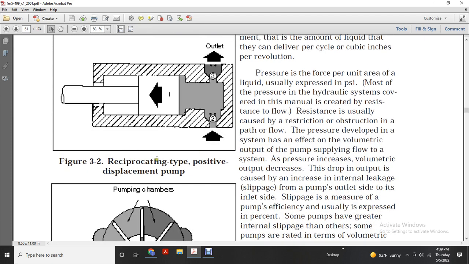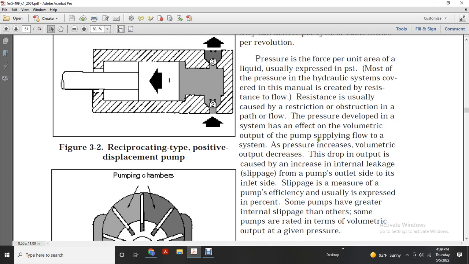Pressure is force per unit area, usually expressed in PSI. Figure 3.2 shows a reciprocating type positive displacement pump with the inlet and outlet. Most of the pressure in a hydraulic system is created by resistance to flow, usually caused by a restriction or obstruction in the path of flow. Pressure developed in the system affects the volumetric output of the pump. The pressure increases with the volumetric output, and decreases with the drop in output caused by an increase in internal leakage, or slippage, from the pump's outlet side to the inlet side.